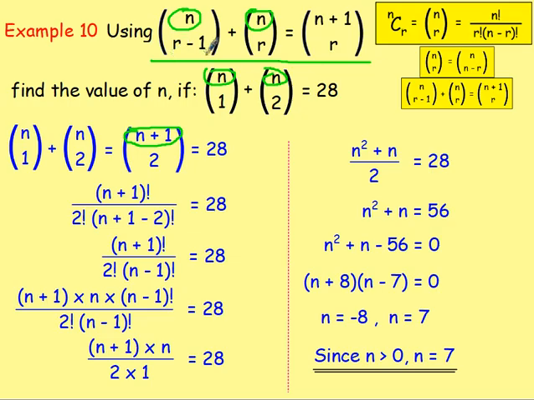The property here, we've got an r take away 1 and r. So in other words, a number and the number before it. And at the bottom here, we'll go to r. So here we've got a 2 and a 1. So we've got 2 and the number before it. So r would be 2, which we've got.